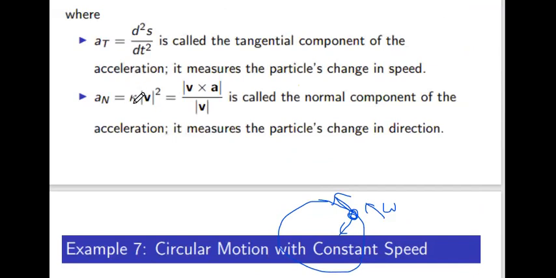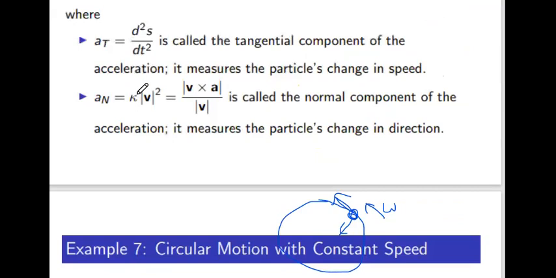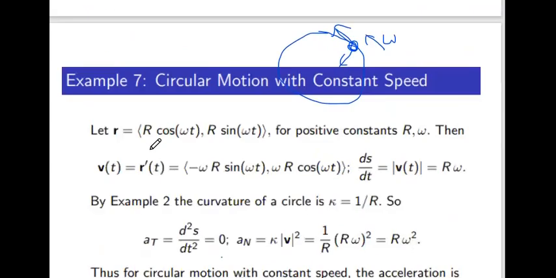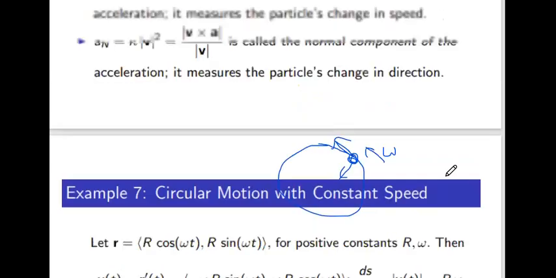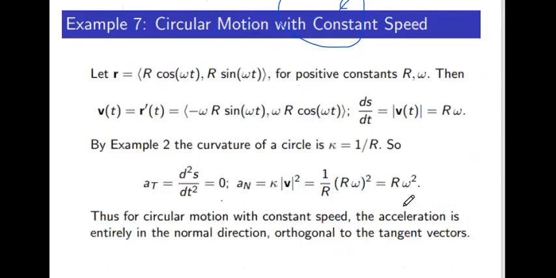You know the curvature of a circle. The radius is r. The curvature at any point of this curve is 1 over r. And here you know the speed. Speed is r omega. Then you can find the normal component of the acceleration, which is 1 over r times r squared omega squared, which is r omega squared.